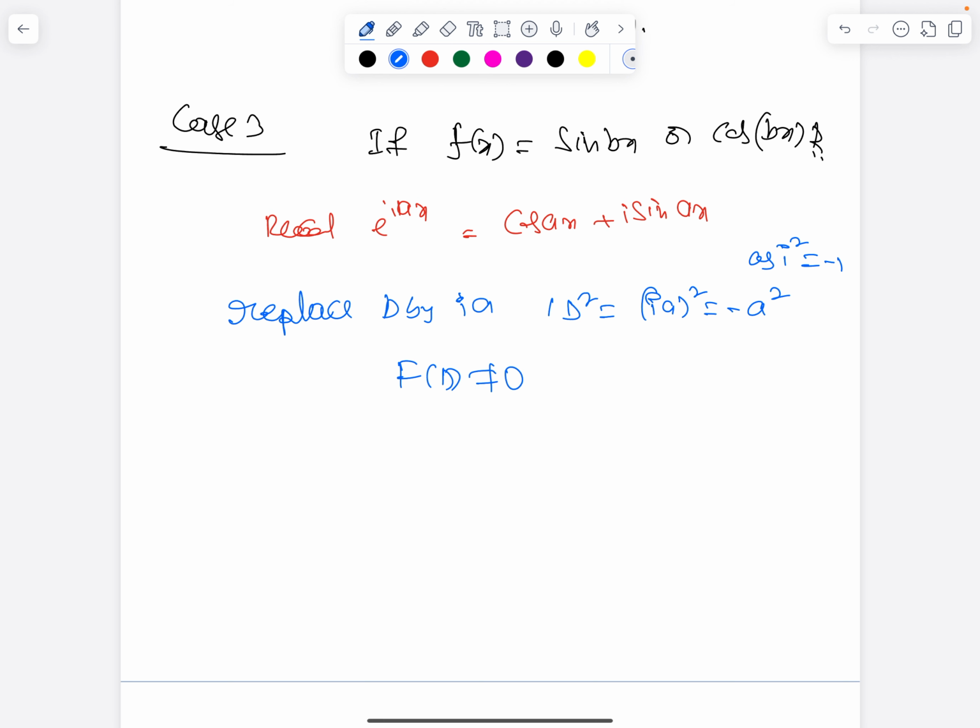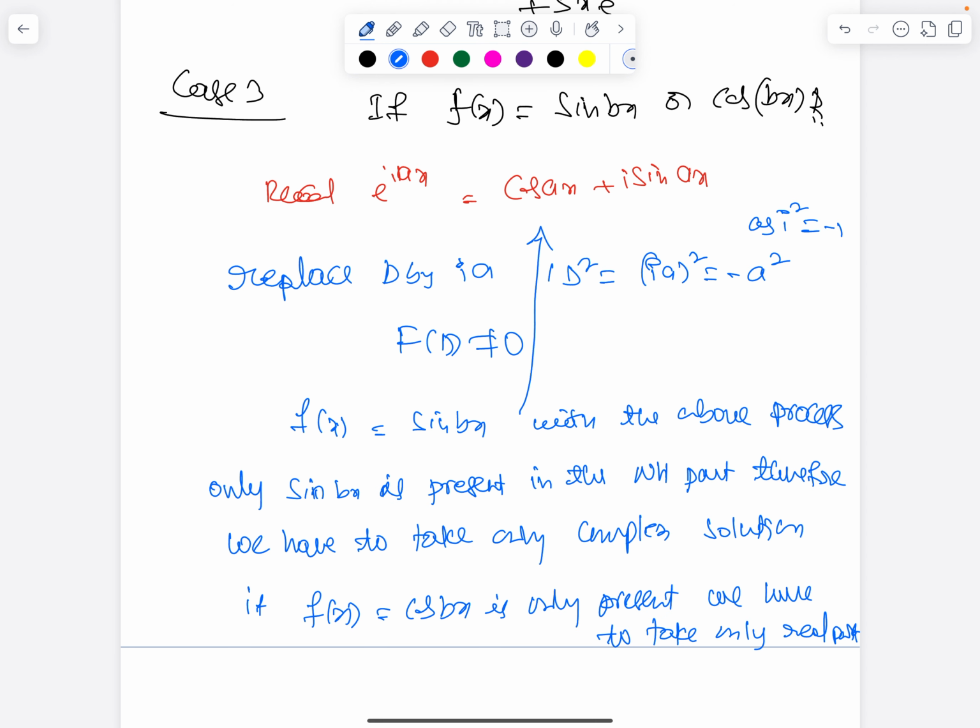So, you can think about the situations like the cases where it is not 0, but you have to look at that if f of x is equal to sin bx with the above process, only sin bx is present. F of x is equal to sin bx form. This sin bx, if you recall e power iax, it is i times sin bx. In this case, you have to take only the complex part of the solution.